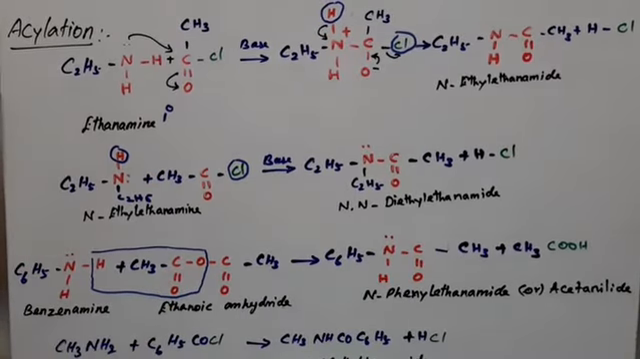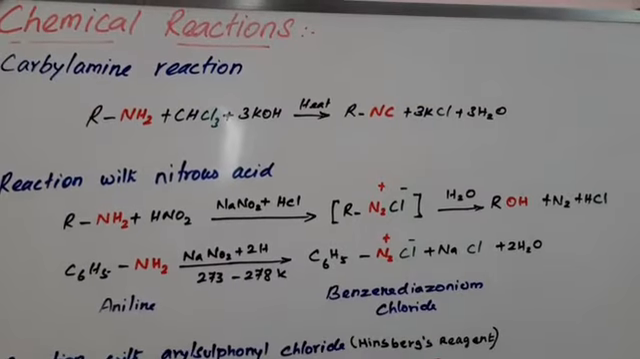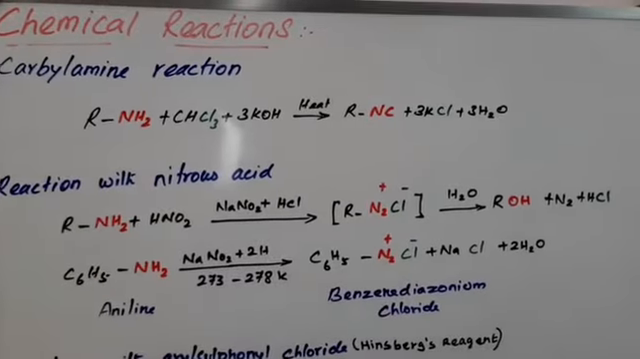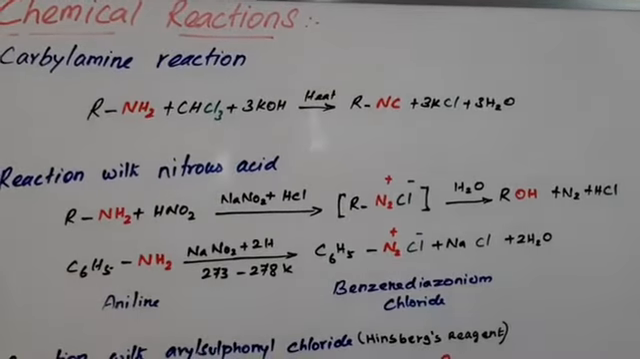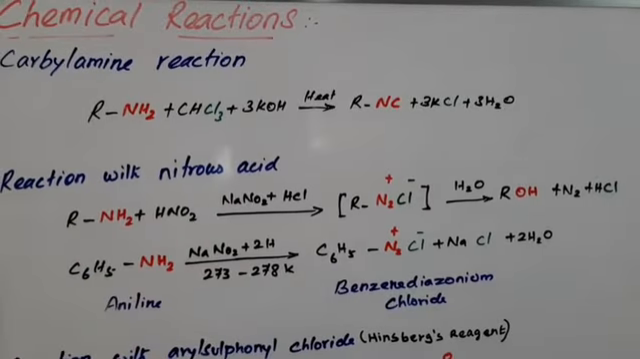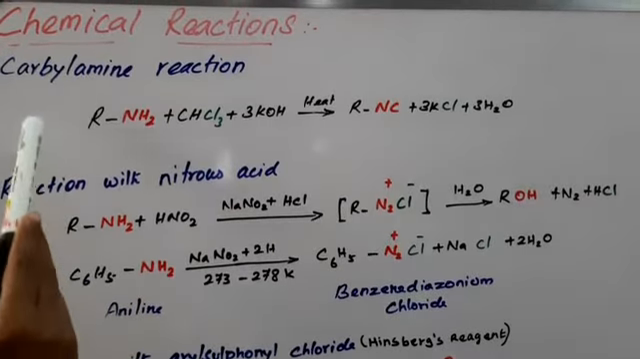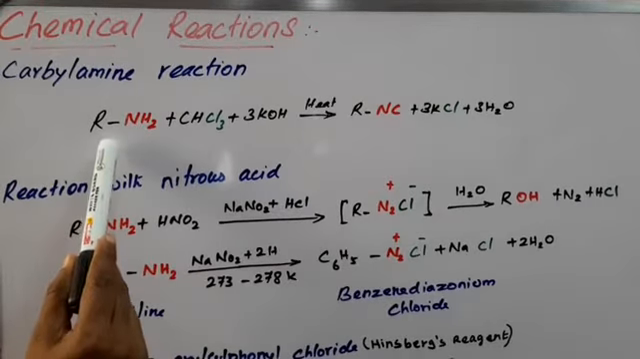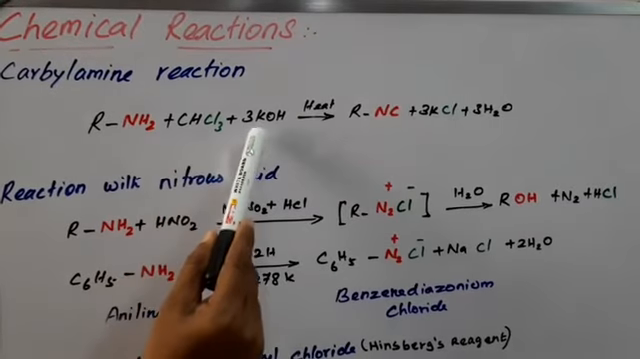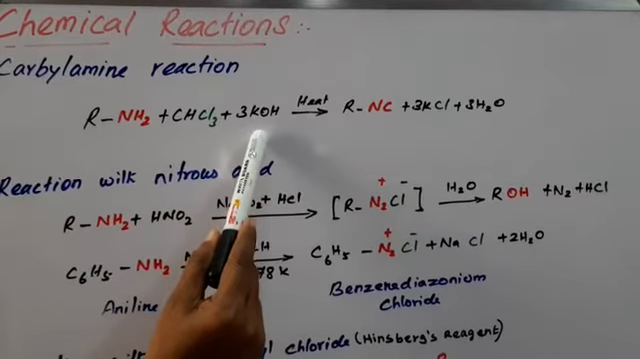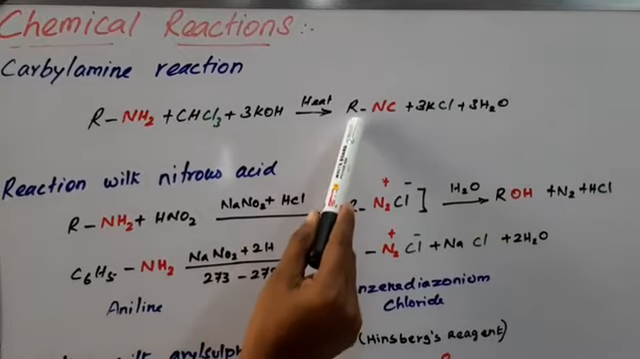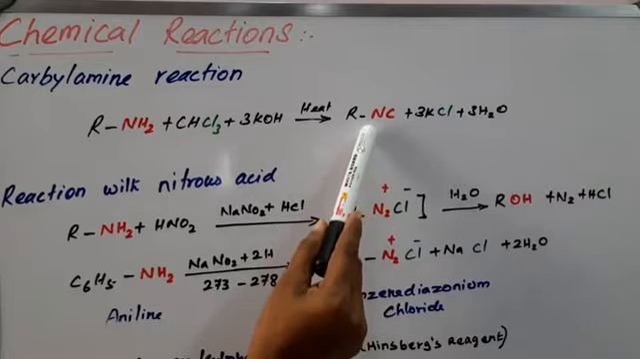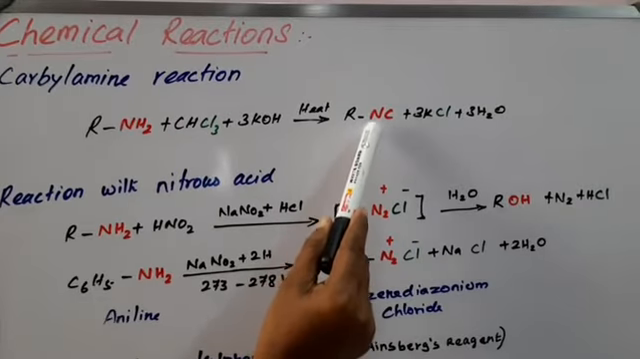Next one, carbylamine reaction. Reaction with nitrous acid and reaction with aryl sulfonyl chloride are especially for primary amines. Listen, carbylamine reaction. What is the carbylamine reaction? A primary amine, in the presence of chloroform and strong ethanolic KOH, when heated, gives alkyl isocyanide. The alkyl isocyanide has a foul smell, like a fishy smell.